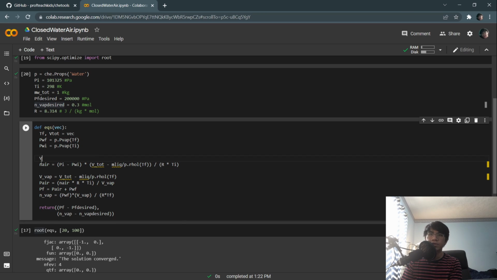Maybe we should put this up here. So V total equal to, V total is equal to volume of the liquid. How do we want to do this?